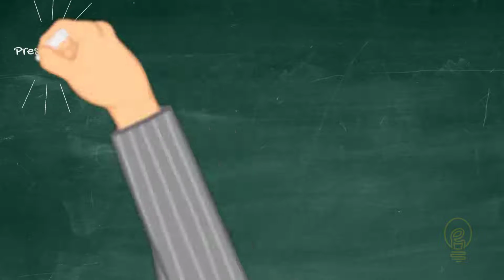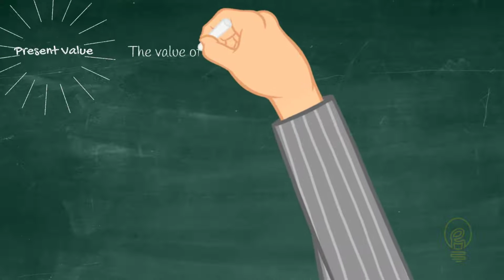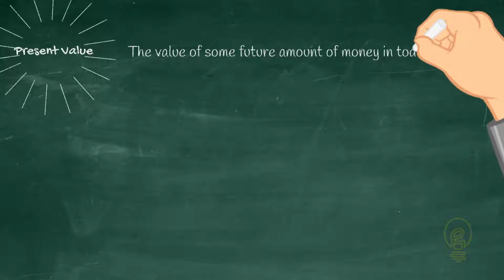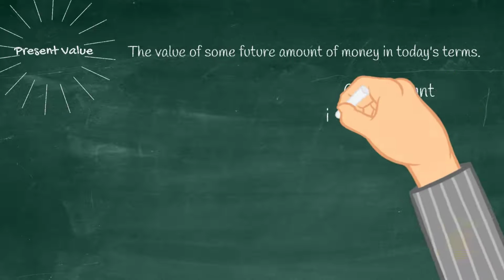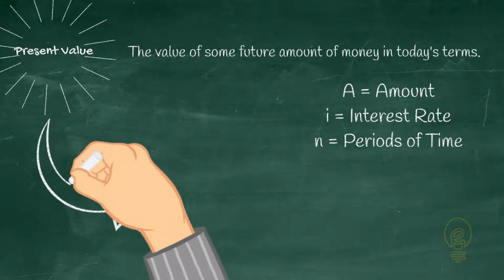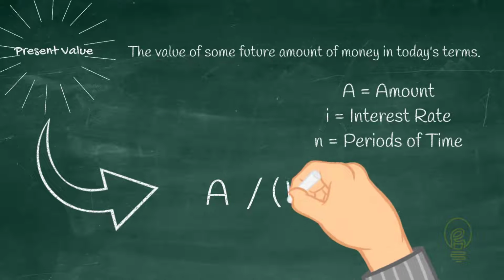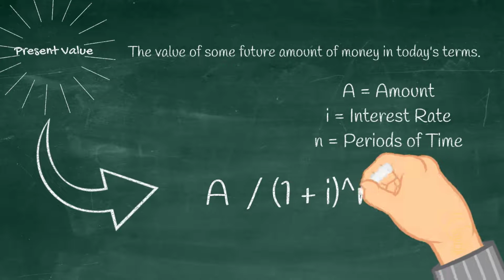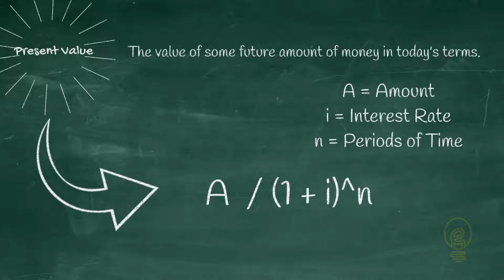A present value is the value of some future amount of money in today's terms. Now let's define some values. I'm going to use A for amount, I for interest rate, and N for the number of periods of time into the future. So our present value will be calculated as A divided by 1 plus I to the N. One way to think about the present value is to think about it as how much cash you would need to invest today in order to have a specific future amount.